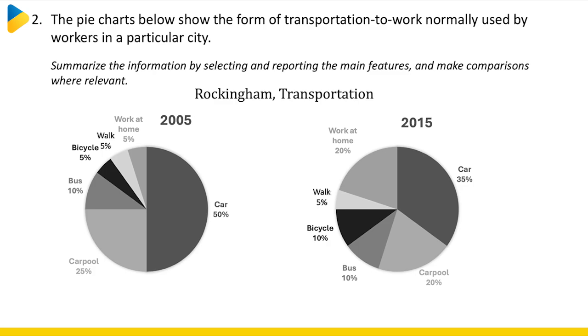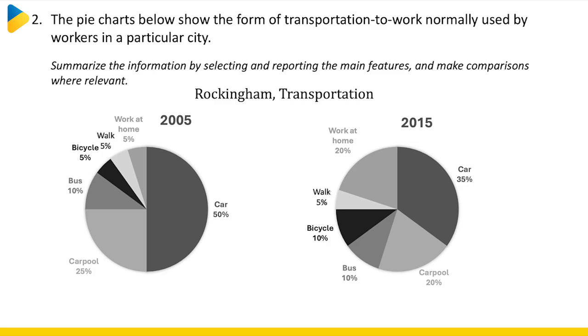As you see on the slide, we have 2 different pie charts that represent different years, 2005 and 2015. Before analyzing your pie chart, make sure you read your topic carefully and understand the main idea of these pie charts. The topic always contains the most important details, so make sure you read it. Let's take a look now, and I'll read it. The pie charts below show a form of transportation to work normally used by workers in a particular city.